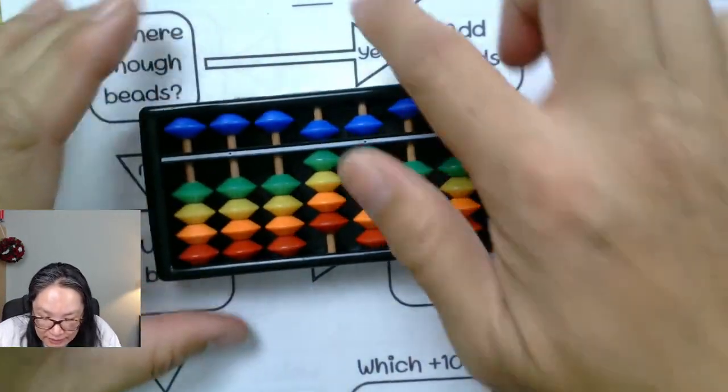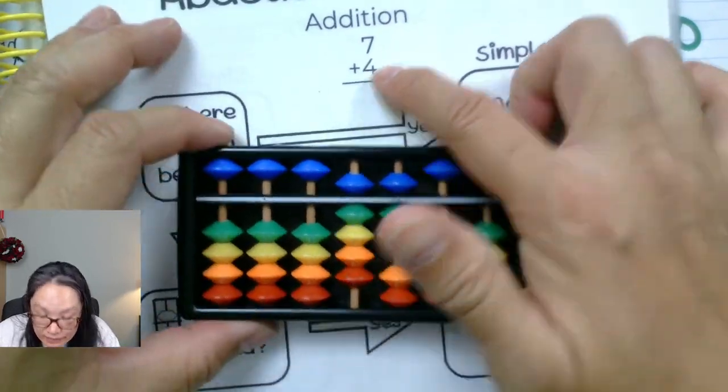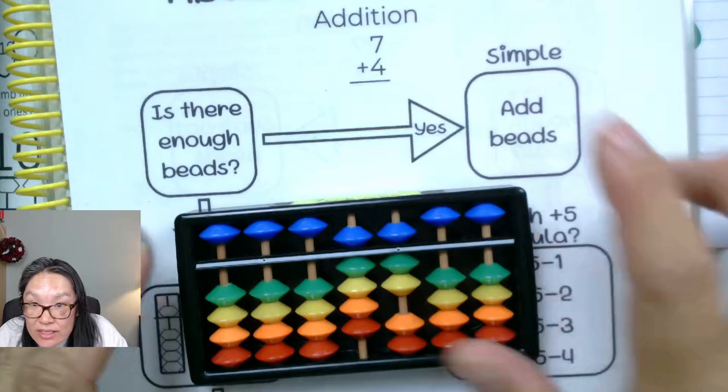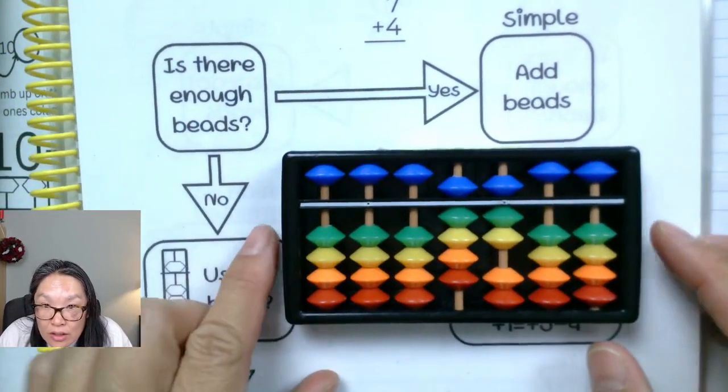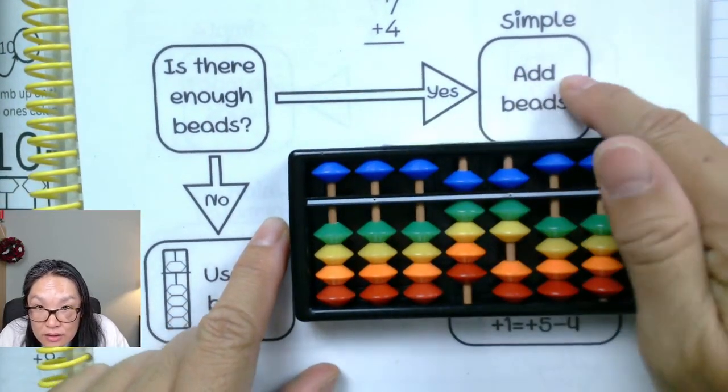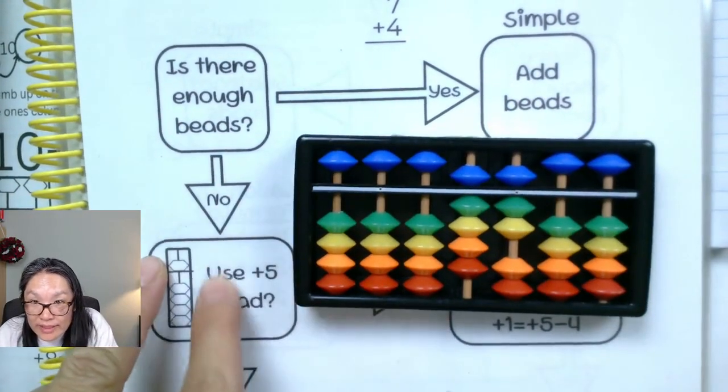We're going to add the 7. Oh, I'm sorry, we're at 97. We're going to add the 4. Is there enough beads to add the 4? No. We're coming down here.